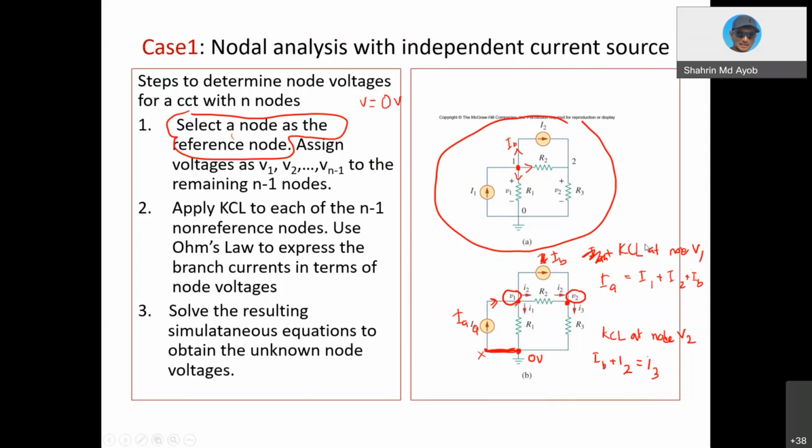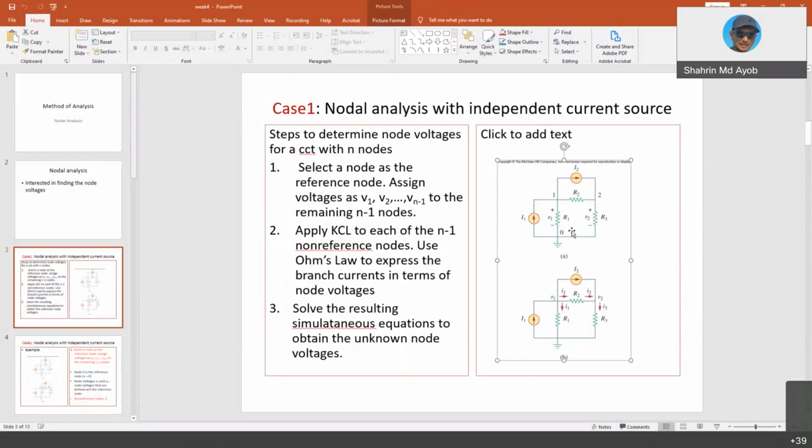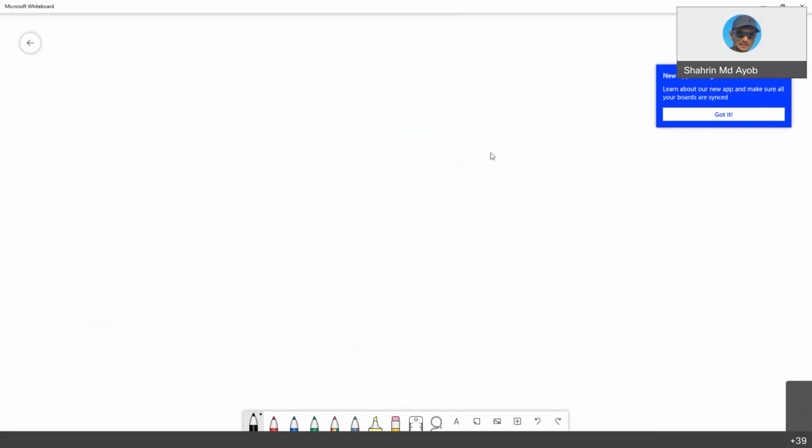But for each node, this current equation you need to write down in terms of voltage, in terms of the node voltage. So what is meant by in terms of node voltage? Ohm's law. Okay, let me take these pictures and then just transfer them to my Microsoft Whiteboard. I hope you can see Microsoft Whiteboard right now. Okay, and I paste here.